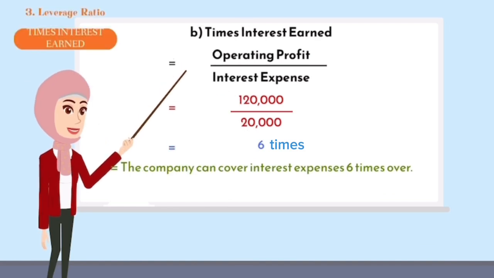Times interest earned. The formula for times interest earned is operating profit divided by interest expense. In this case, the operating profit is 120,000 and the interest expense is 20,000. To calculate the times interest earned ratio, we divide 120,000 by 20,000, which gives 6 times. This shows the company can cover interest expenses 6 times over.